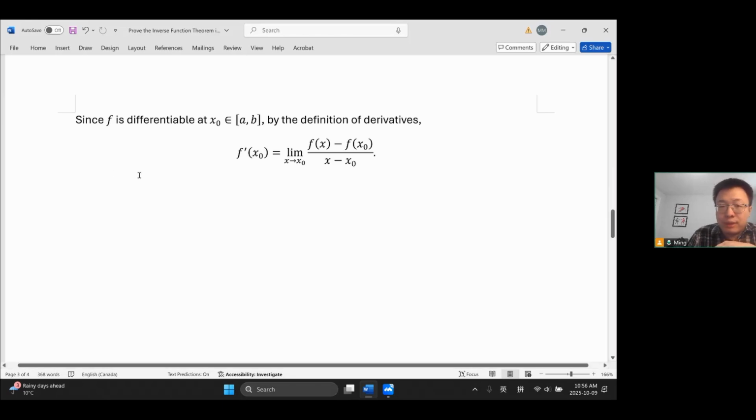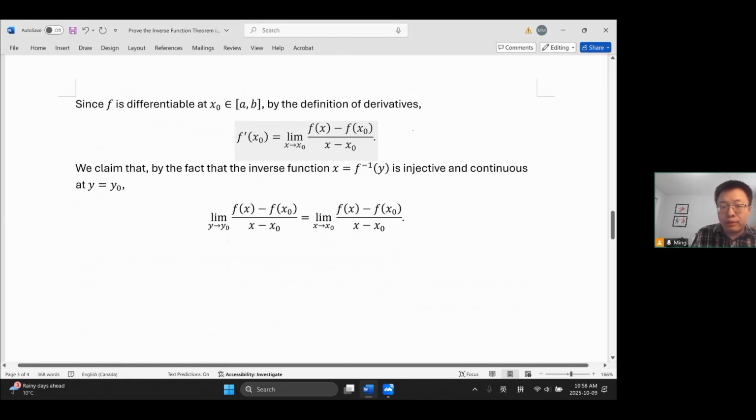Since f is differentiable at x0 in (a, b), by the definition of derivatives, we have f prime of x0 equals the limit of (f of x minus f of x0) divided by (x minus x0) as x goes to x0. What we're going to do next is to change the subscript of the limit sign from x goes to x0 to y goes to y0. And of course, we'll provide justifications for doing that.